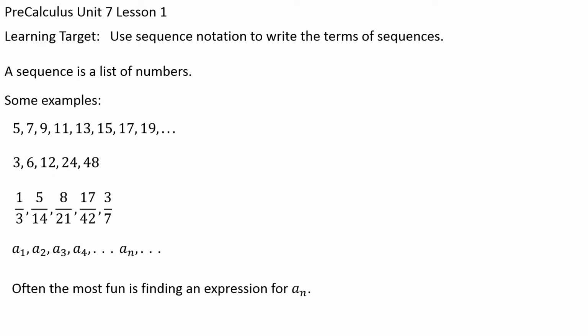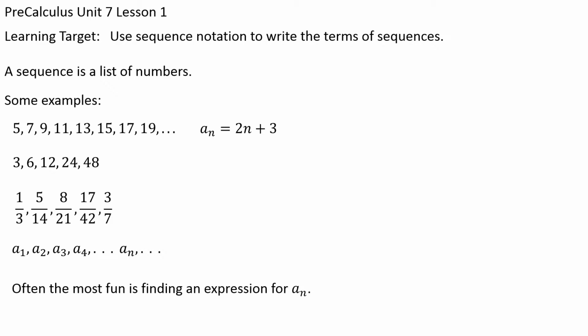Of course, finding the expression for the nth term can be loads of fun. So if I plug in the number 1, how do I get 5? If I plug in the number 2, how do I get 7? If I plug in the number 3, how do I get 9? It looks like it's 2n plus 3. Right? 2 times 1 is 2, plus 3, I get 5.